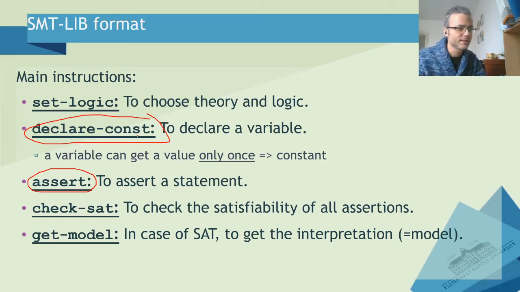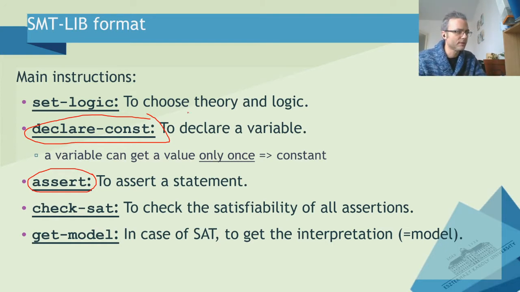Yes, exactly. So this is completely true for programming languages. First of all, you are right. You have to declare the type of the variable and the name of the variable. This is what we call variable declaration. And optionally, you can assign an initial value. So in SMT-LIB format, you should also declare the type and the name for a variable.